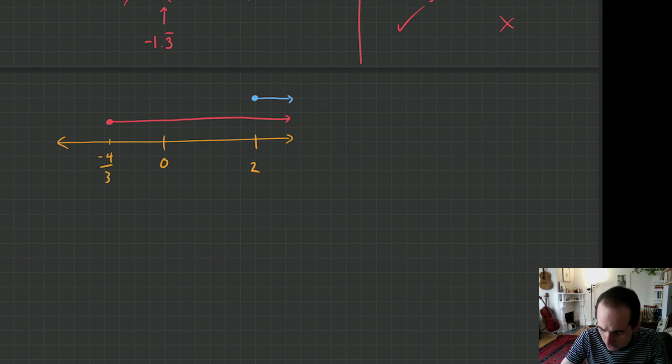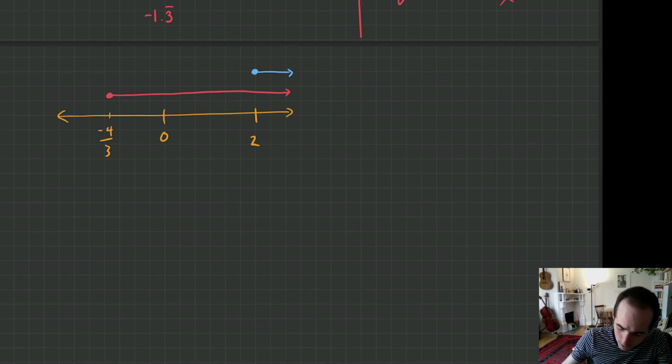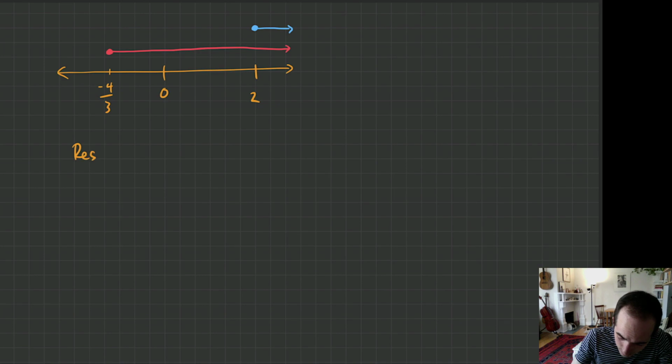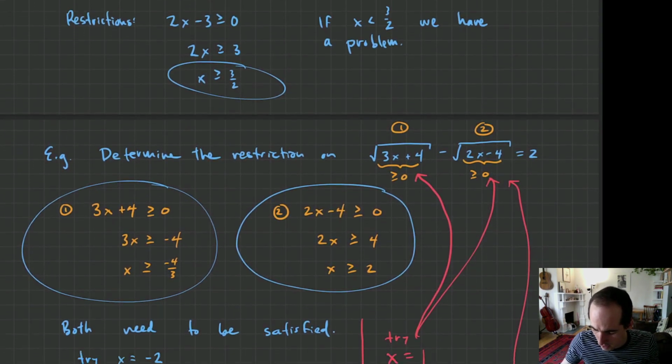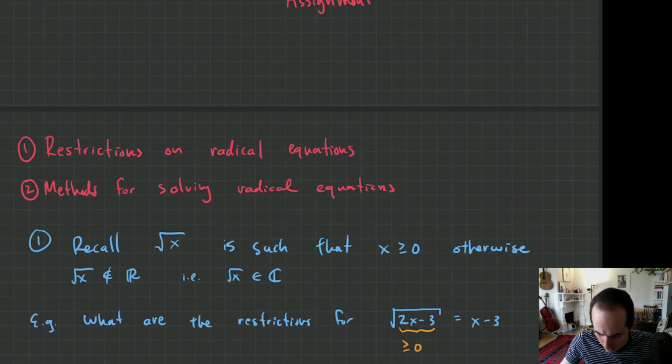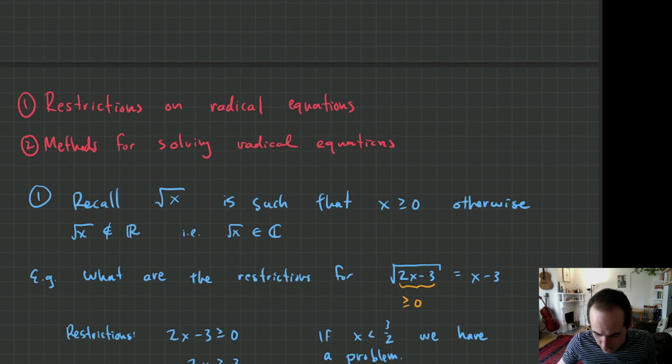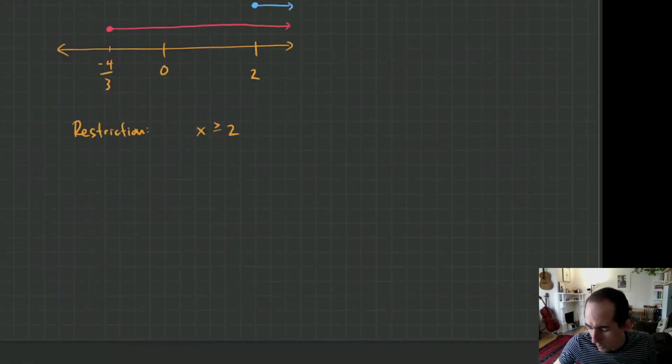So that's our restriction. The actual restriction on both of these is that x has to be greater than or equal to 2. That's the only restriction that is meaningful. Okay, so that's restrictions. I'm going to leave it there. I don't think we have quite enough time for solving radical equations. We'll get to that tomorrow.